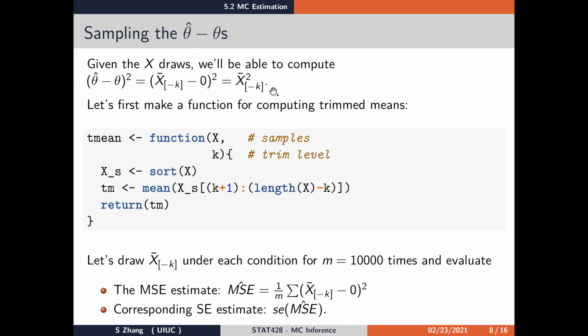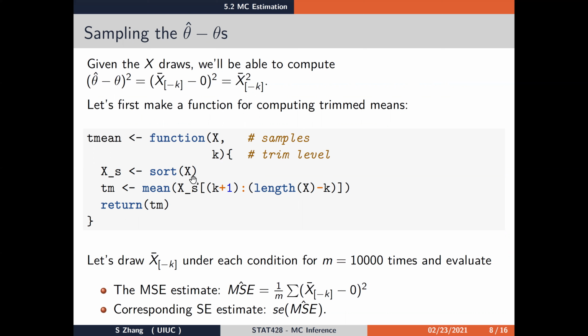So before computing this, let's try to first make a function that computes trimmed means. I'll call this function tmean. So tmean stands for trimmed mean. And it's a function that takes the x, which is our random samples of size n, and k, which is the trim level as its inputs. And the function is actually quite easy. We sort our x's, and then we trim the corresponding entries at the top and the bottom, and calculate the mean of the remaining entries.